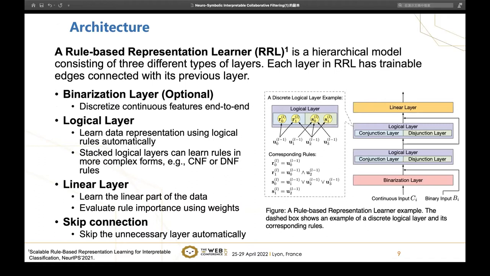Each layer in RRL has trainable edges connected with its previous layer. The binarization layer can discretize continuous features end to end. The logical layer can learn data representation using logical rules automatically, and stacked logical layers can learn rules in more complex forms. The linear layer will learn the linear part of the data and evaluate rule importance using weights.